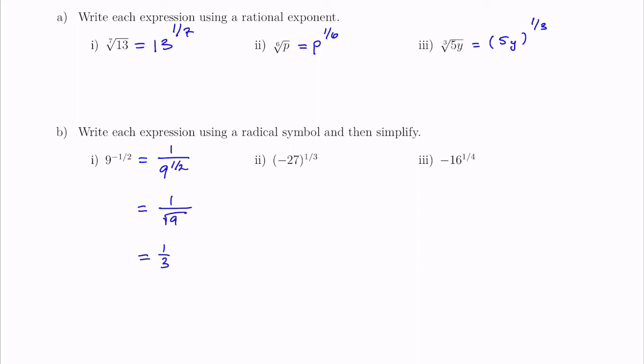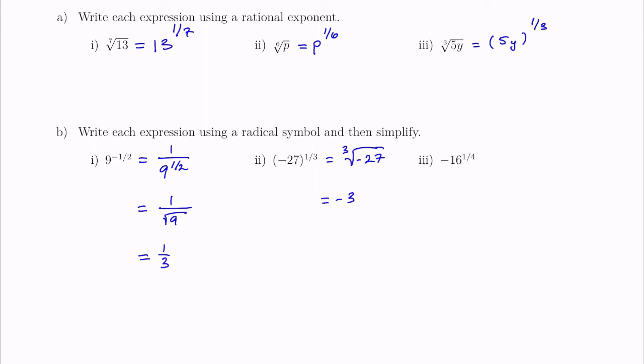In part 2, we have negative 27 in parentheses to the 1/3 power. Well, this is the same thing as the 3rd root of negative 27. Hopefully we're starting to become familiar with the fact that the 3rd root of negative 27 is negative 3.